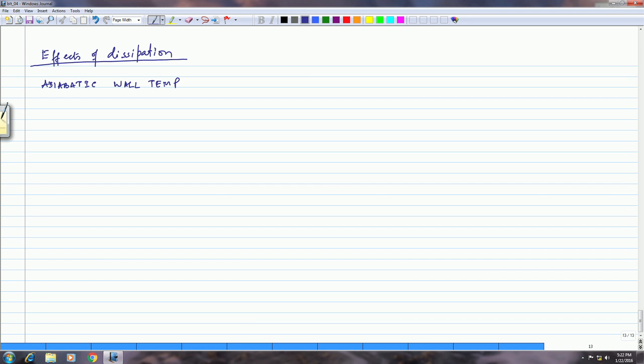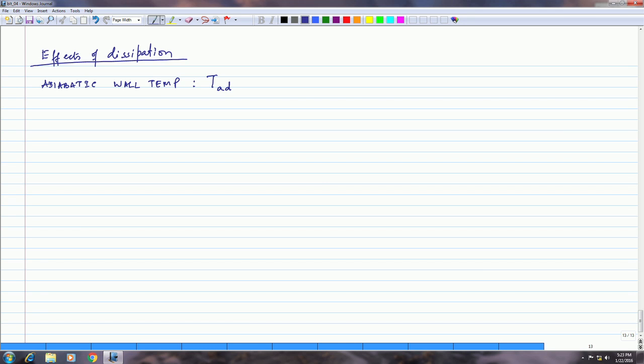The distribution of the adiabatic wall temperature becomes very important, and we're going to call this T subscript AD, for adiabatic. Now, of course, the first question is, what exactly is dissipation? What do we mean by dissipation, and why are we studying this in the context of the thermal boundary layer?